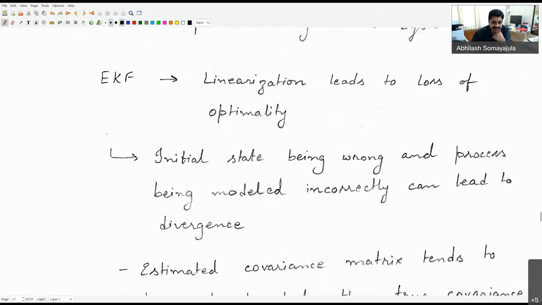Now, especially if the initial state is wrong and the process is not modeled correctly in your filter, it is possible that your system may diverge. Whereas stability and convergence were guaranteed in the linear case, those are no longer guaranteed when you come to the extended Kalman filter case. So you win some, but you lose some. You win the idea that you can now apply this to nonlinear plants, but you lose the idea that the solution is optimal.